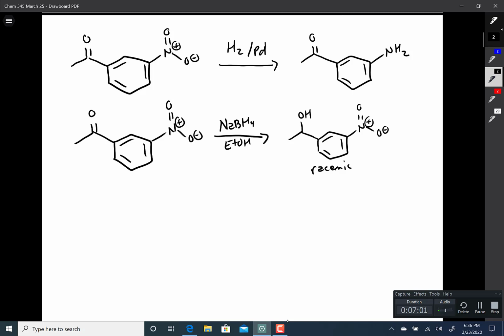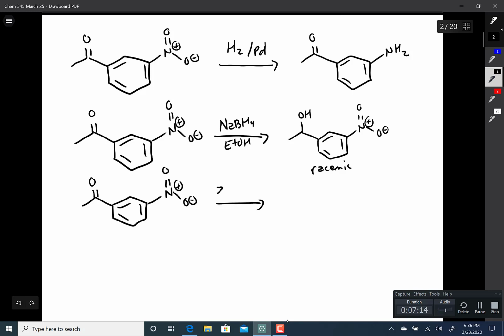Other ways of reducing carbonyl, we just recently covered the Clemmensen conditions. Turns out the Clemmensen conditions don't allow the nitro group to survive. And they will end up reducing both the ketone down to the alkane and the nitro group down to the amine.